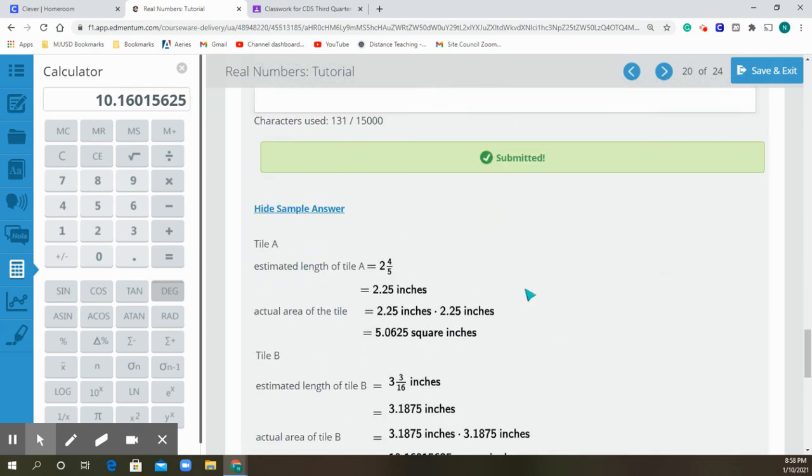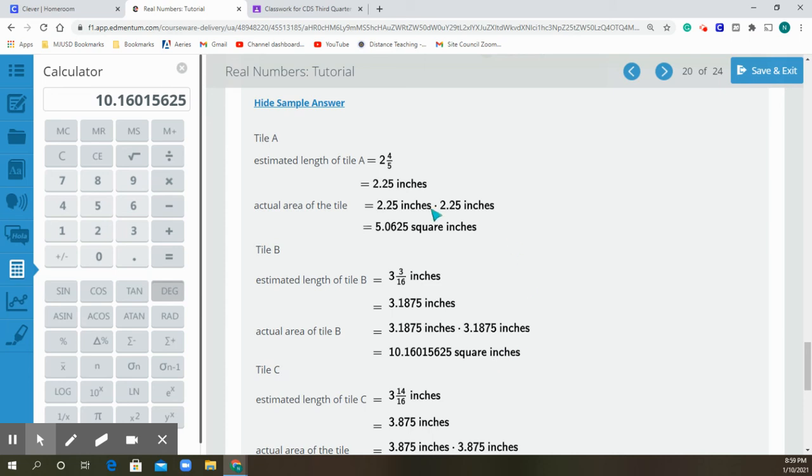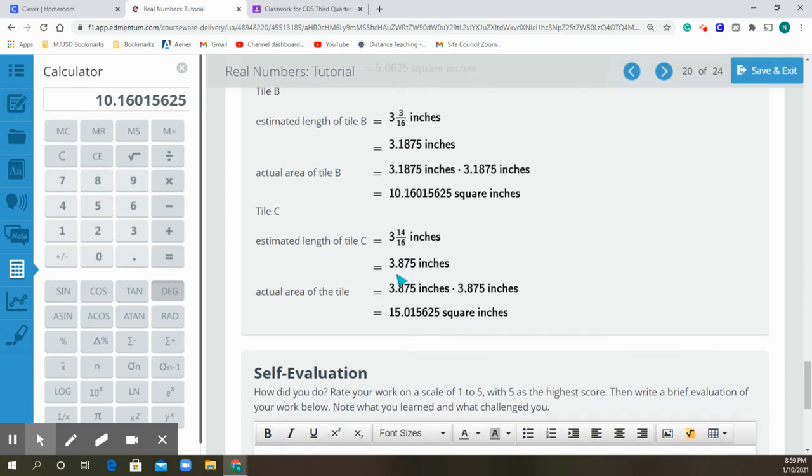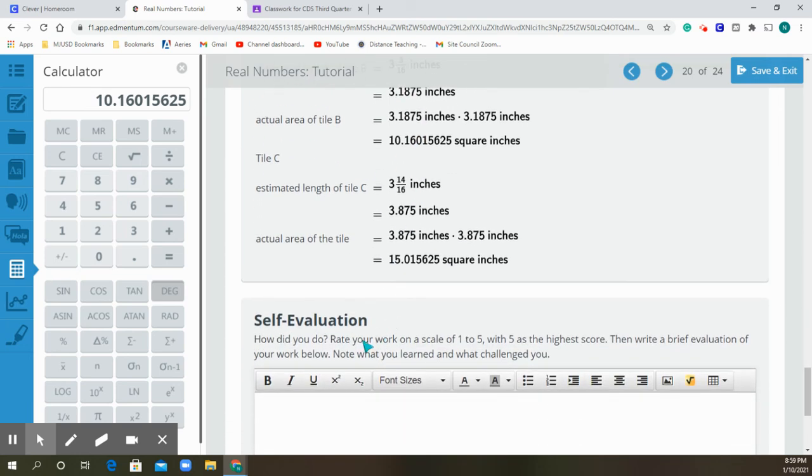And this shows the math for each of those. Feel free to pause it so you can double check. Estimated length is 2¼, which is 2.25 inches, and 2.25 inches times 2.25 inches is a total of 5.0625 square inches, etc. for tile B, etc. for tile C, and you continue on.